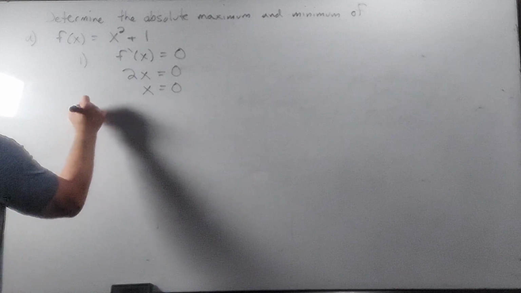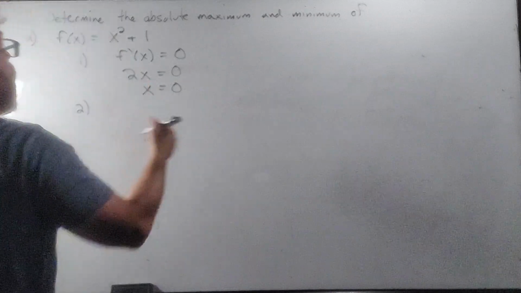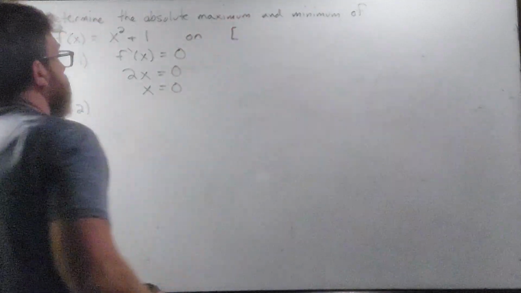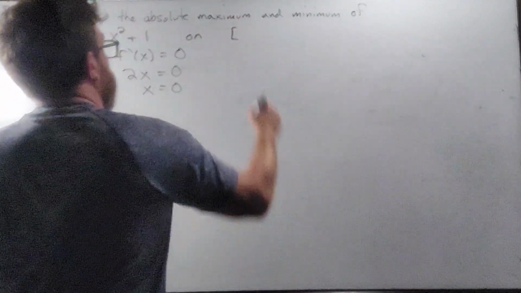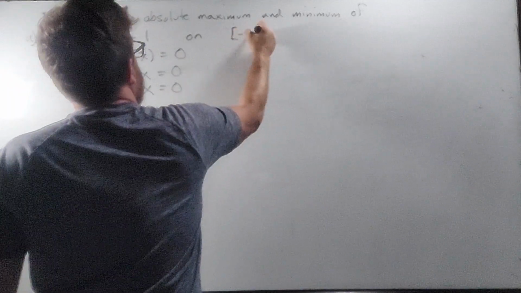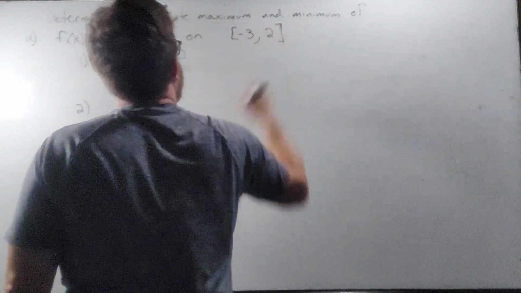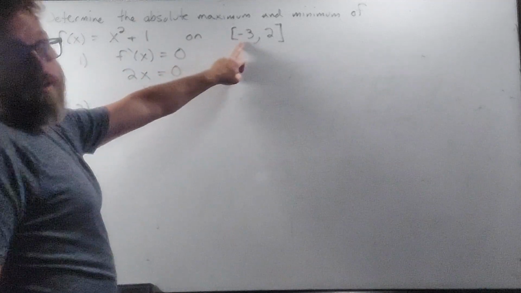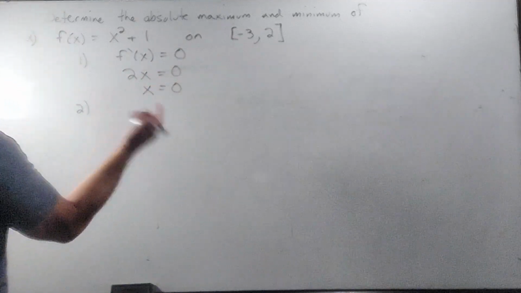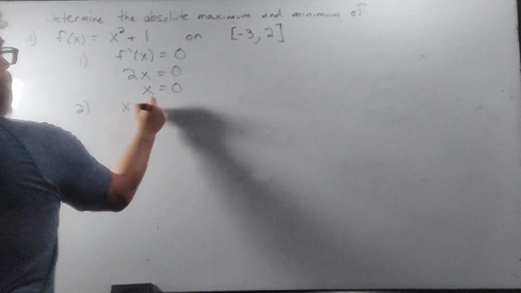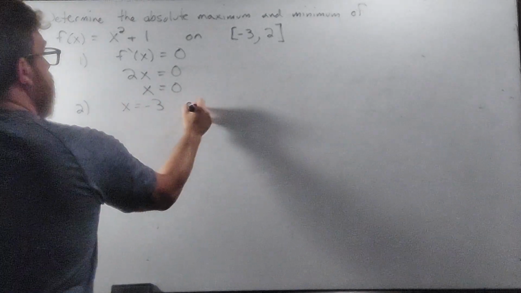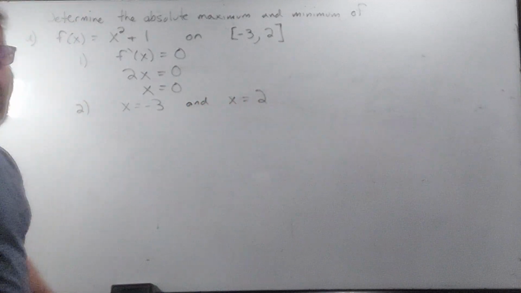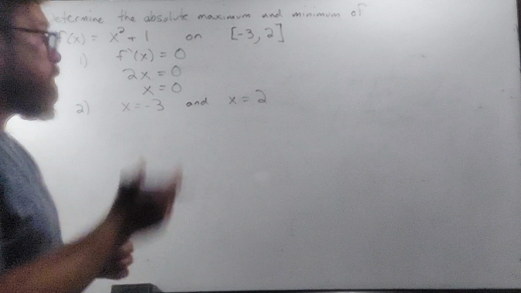Step 2, I need to find the endpoints. I didn't describe them. Like I said, most of your examples are going to give you the function, and they're also going to give you the interval. So let's say from minus 3 to 2. In giving you this closed interval, they have identified exactly what these endpoints are. So I have an endpoint of minus 3, and I also have an endpoint of positive 2. So these are my 3 candidates for the extreme values.